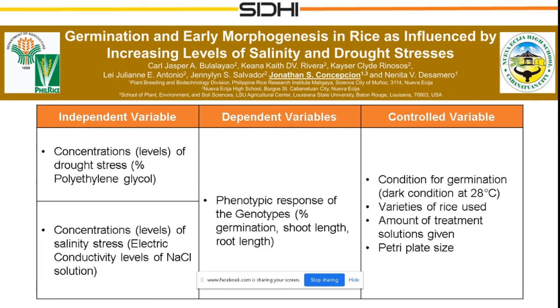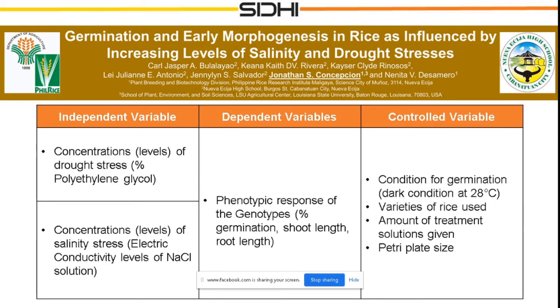Now our controlled variable here are the conditions that we set. So we put the Petri plates, which is of course of the same size so that there will not be any bias, in dark condition at 28 degrees Celsius.